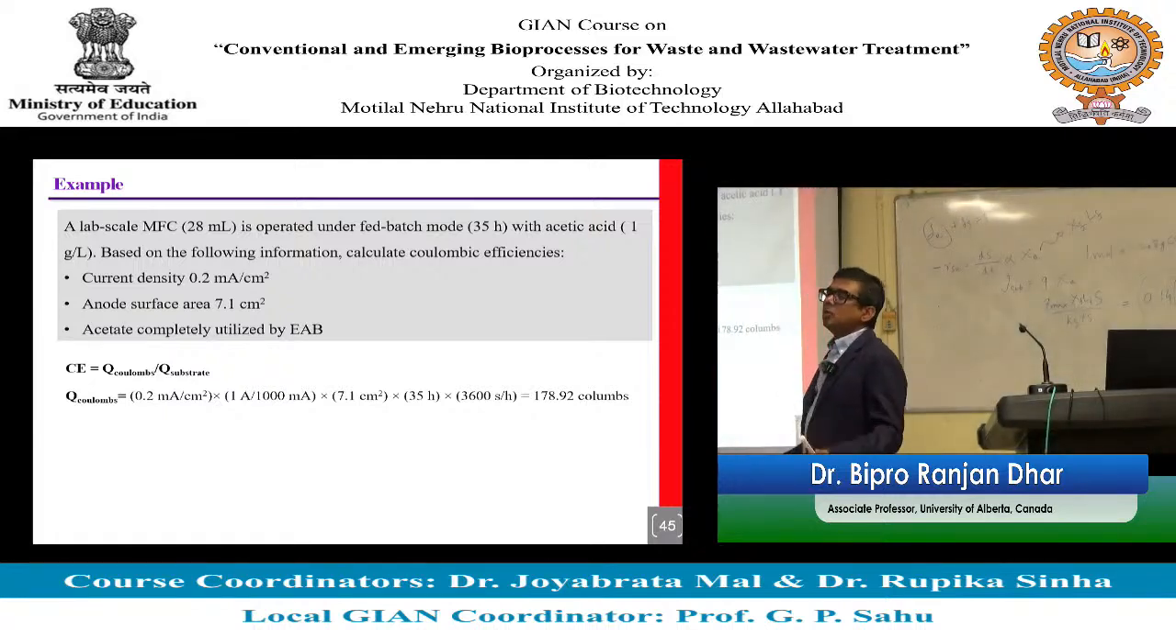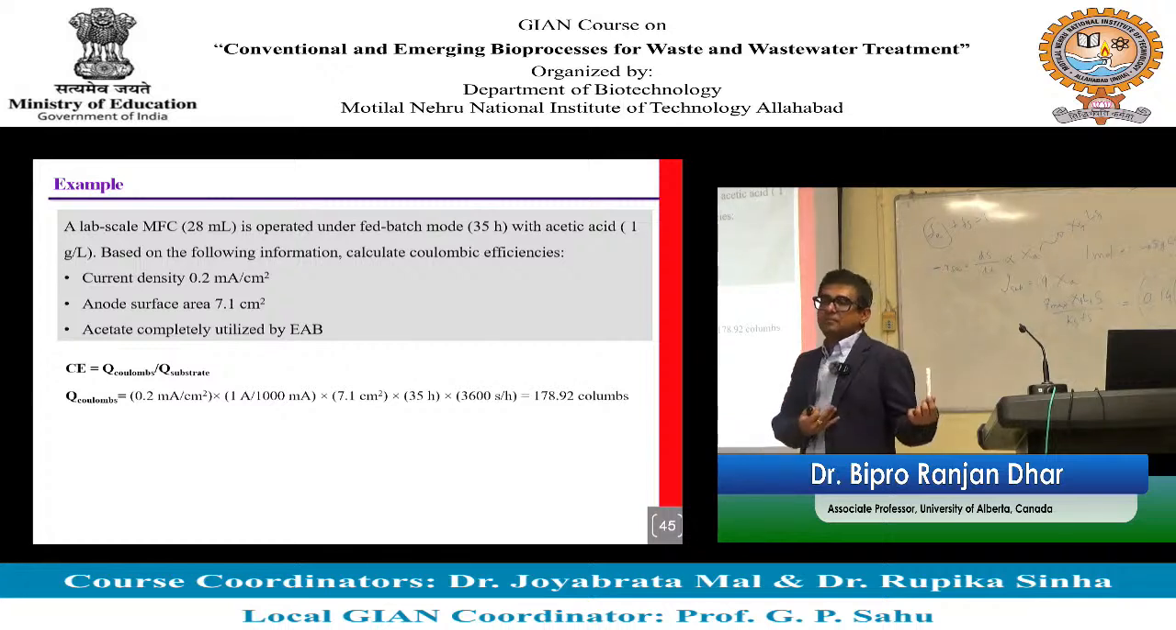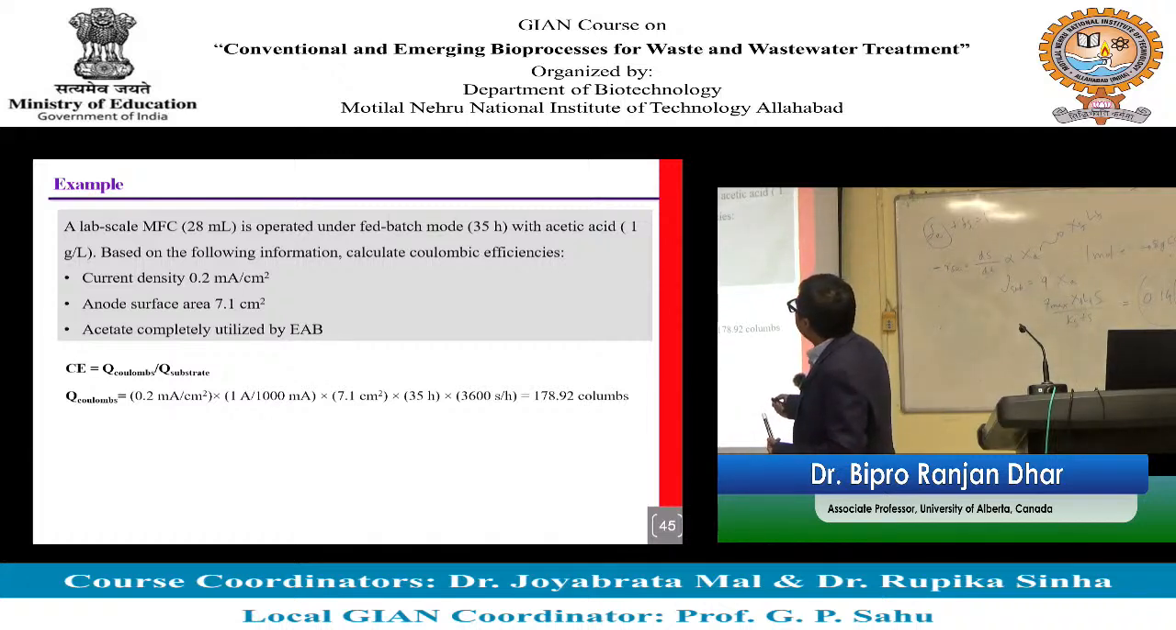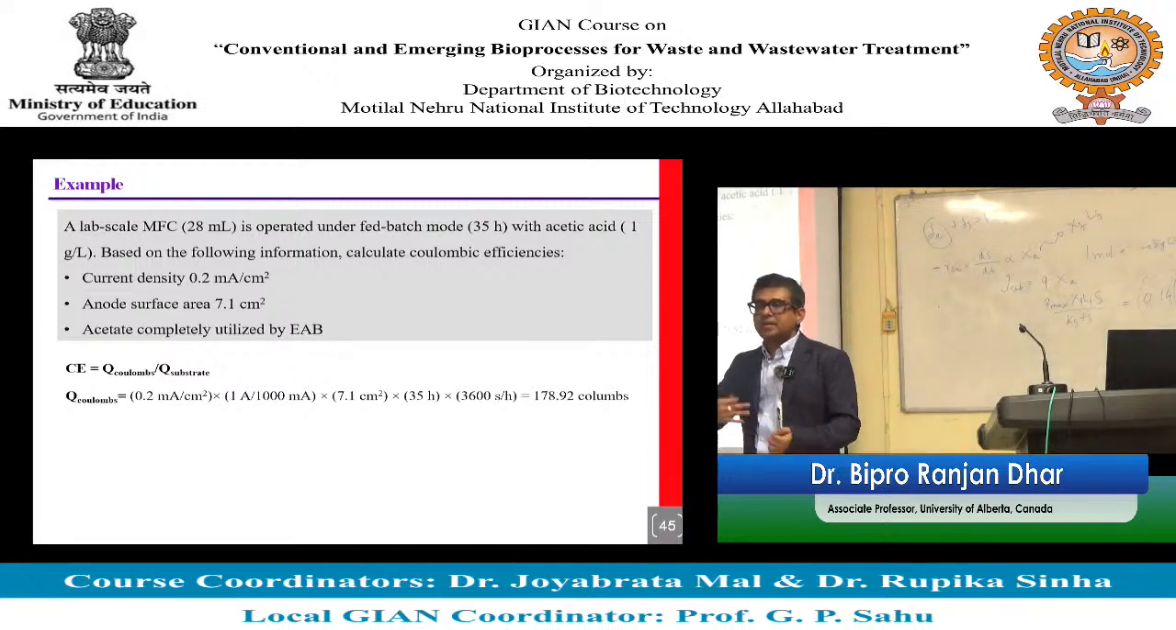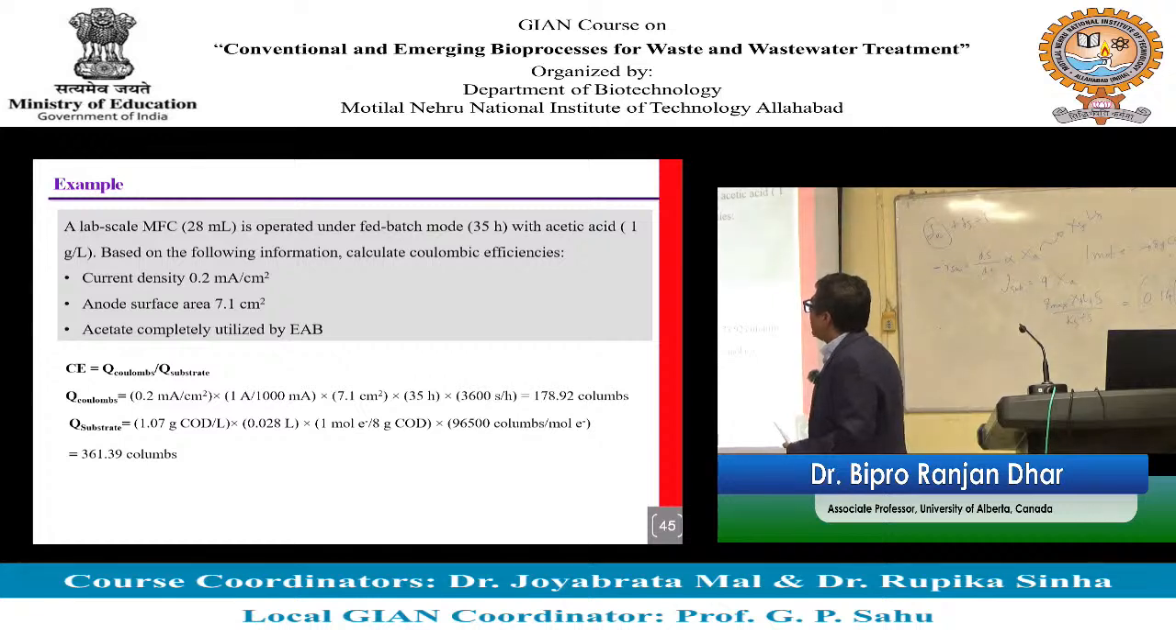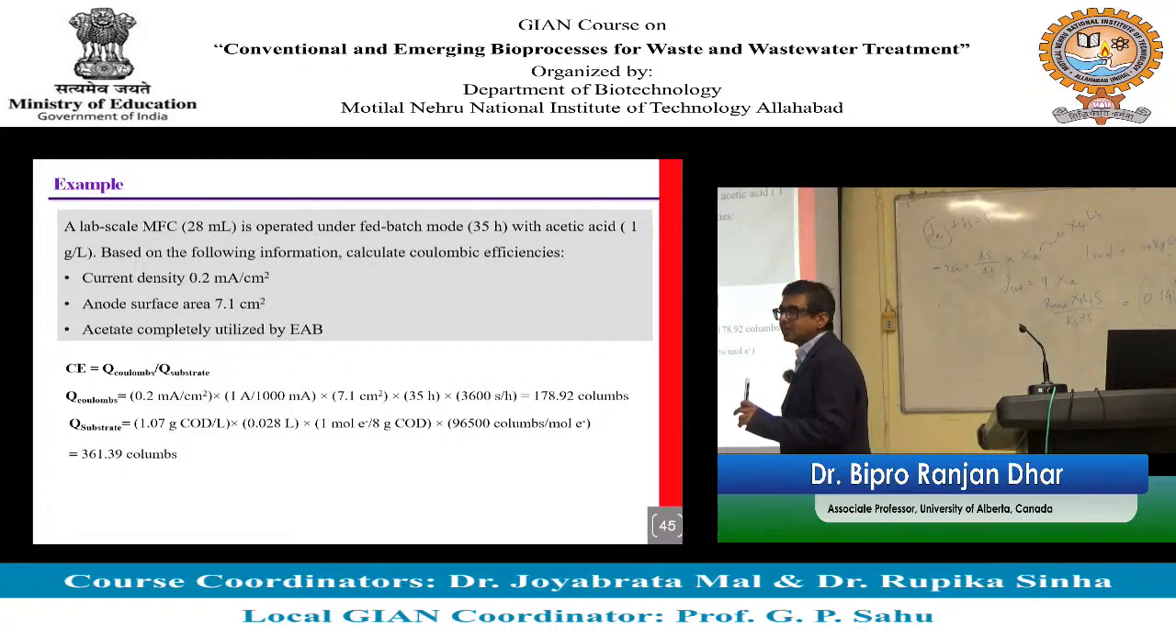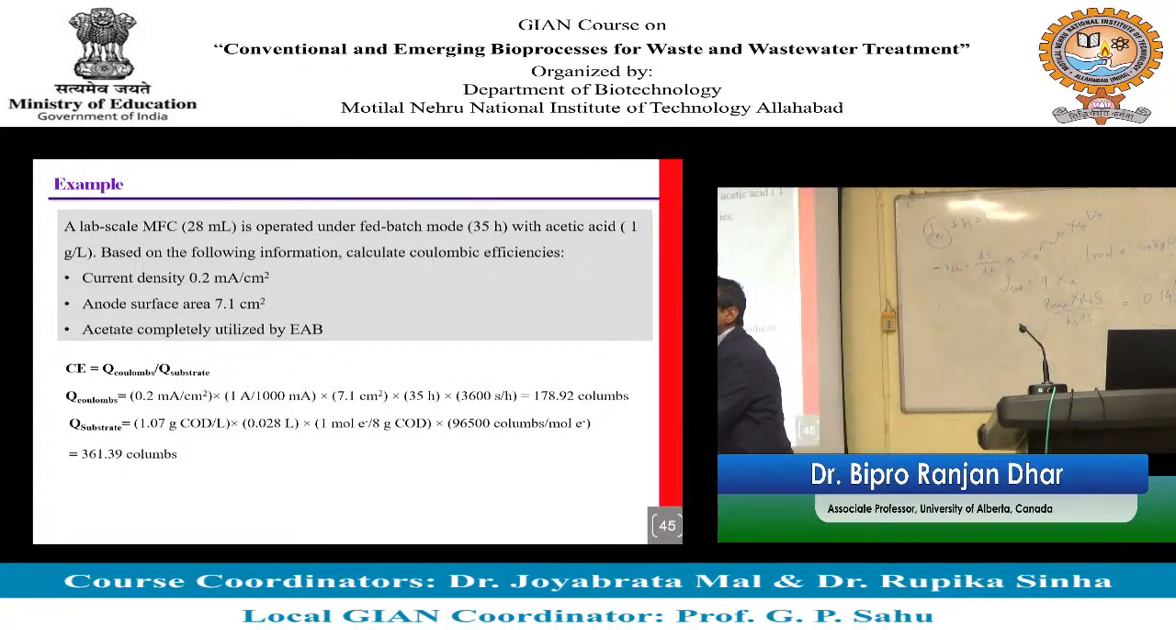So how much Coulomb is coming from the substrate? We have 1 gram per liter of acetate, and that is completely utilized, and we have a volume of 28 ml. Volume multiplied by concentration gives me the mass of COD. But this is 1 gram per liter of acetate, so I have to convert that concentration to what?